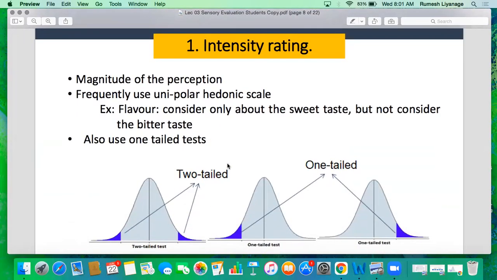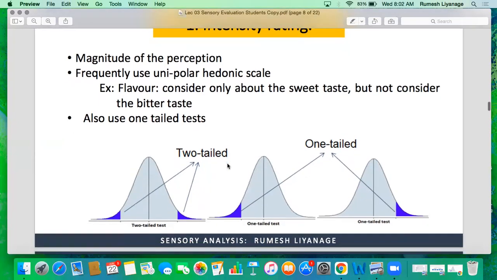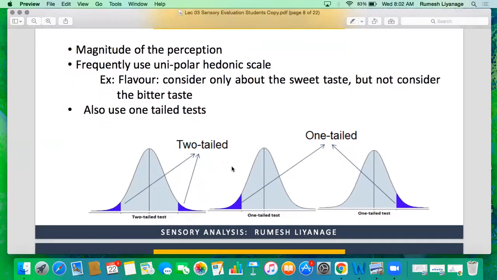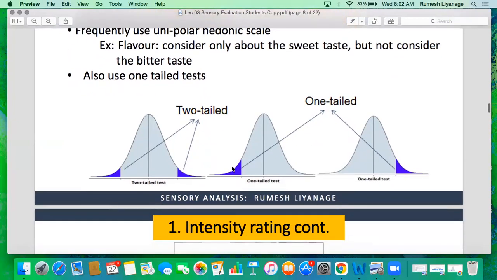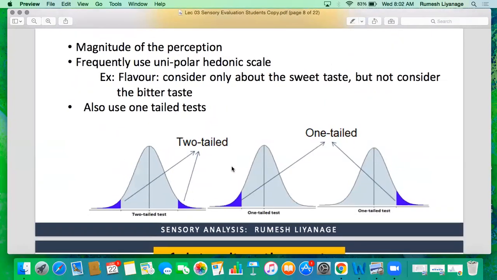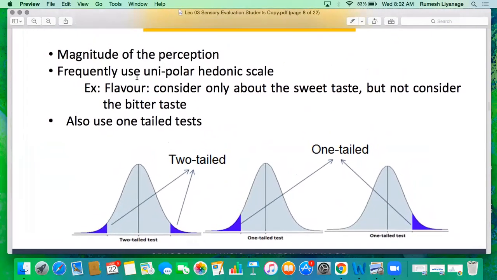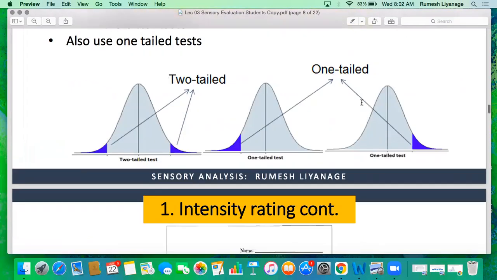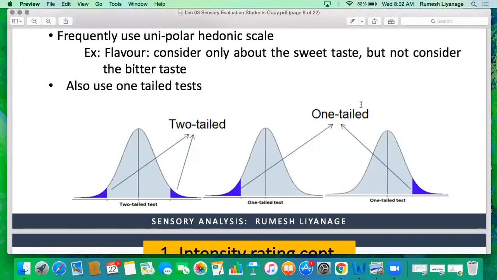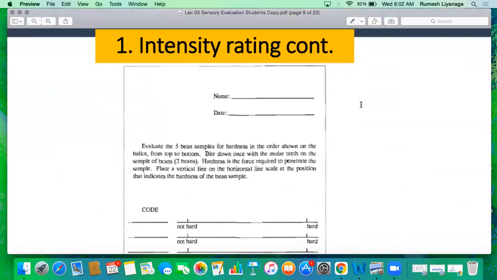And the first one, intensity rating, right? You can see one tail, two tail, and frequently we use unipolar. It means one side. And flavor. So you can see a ballot paper. We call it a ballot paper.